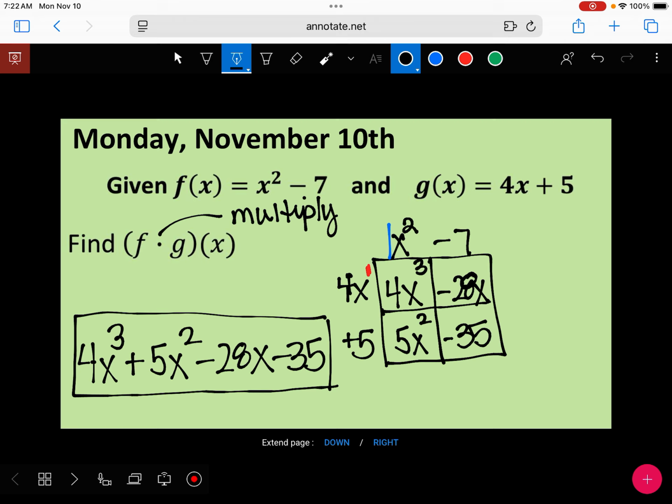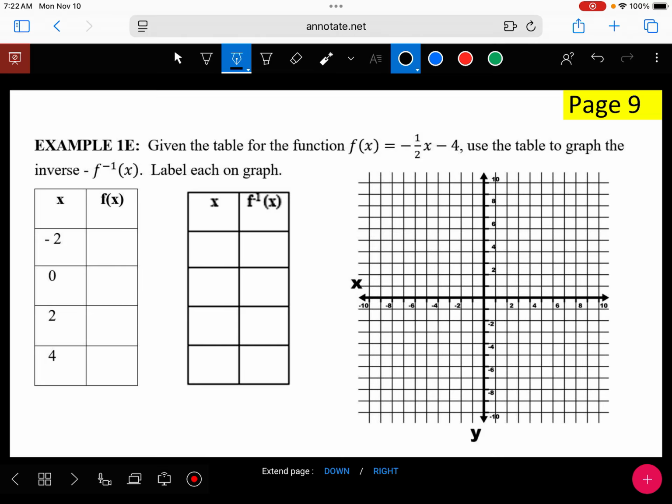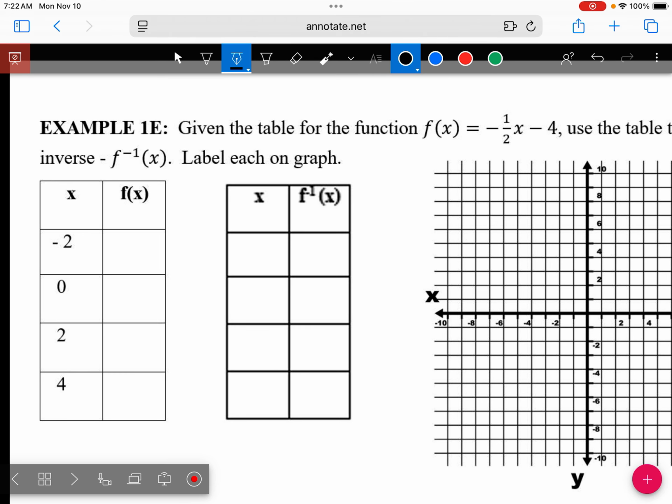All right, so we're going in our notes. We're going to continue graphing inverses. If you don't have a calculator, grab a calculator. So we're going to go to page 9. And go ahead and fill in your 4 numbers using this function. So these numbers are going to go here.